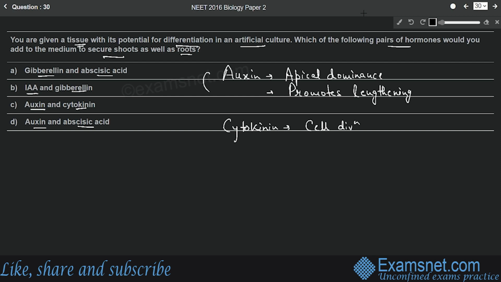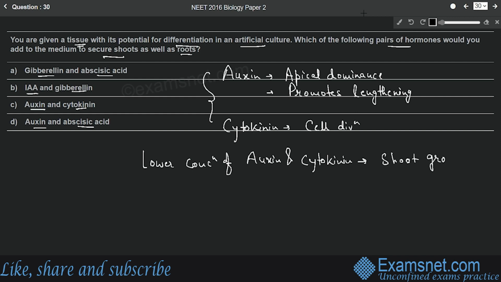Now, the lower concentration of these two hormones, auxin and cytokinin, helps in the growth of shoots. Whereas in higher concentration, they help in the growth of roots. So we can say that these two hormones are required to secure shoots as well as roots. So option C will be the correct answer.